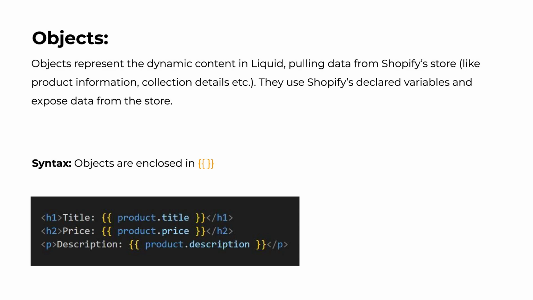Now let's talk about objects. Objects pull dynamic content from Shopify's database, like product information or collection details, etc. You can think of objects as the actors in a movie. You can see them on the screen. Objects are Shopify's declared variables and expose data from the store. Objects are enclosed in double curly braces, and you can use them to display dynamic content like product title, price, and description, etc.